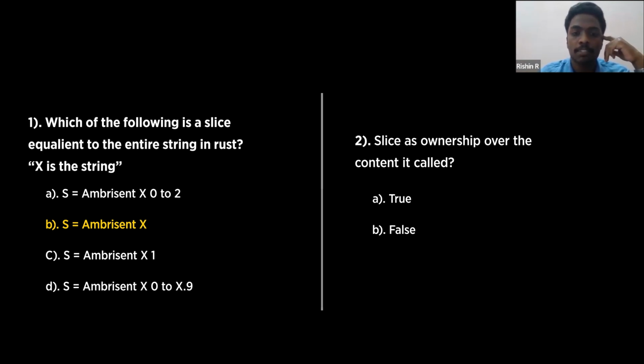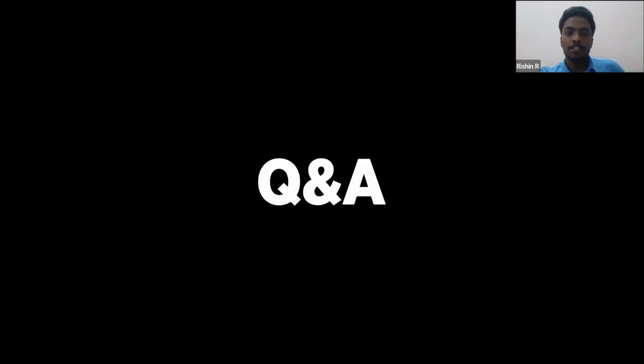And the next one is: state whether true or false, a slice has ownership over the content it holds. So the answer is false. As I have mentioned before, it does not have ownership. It is actually a reference. Okay. So reference, don't mess it up with ownership. Reference means you are only taking the address and not the value. Ownership means you're taking the entire value. Okay. And with that, we will go to the Q&A.